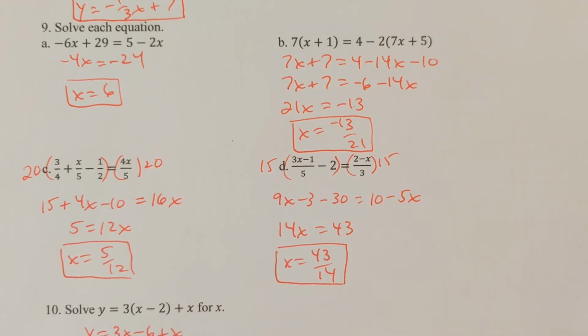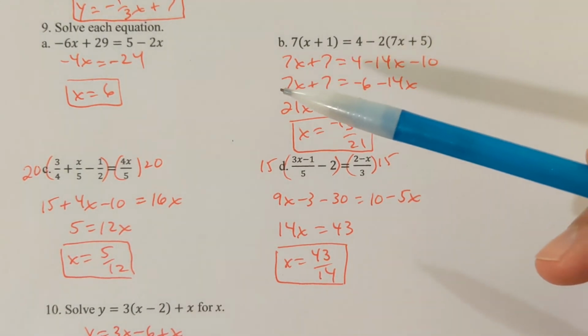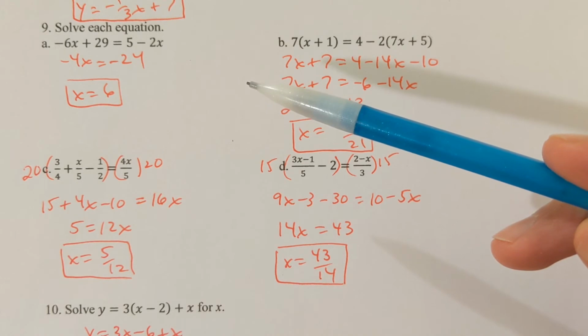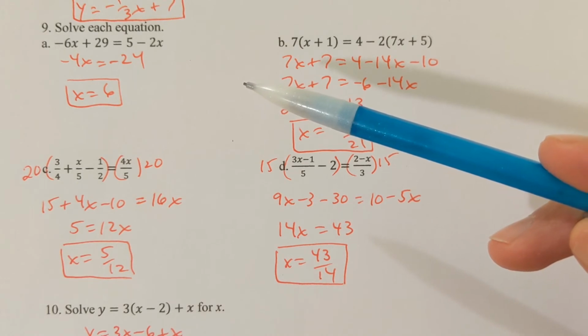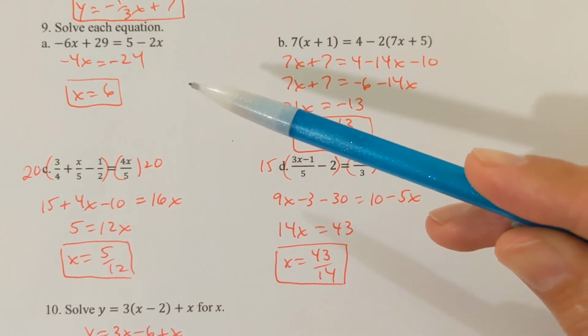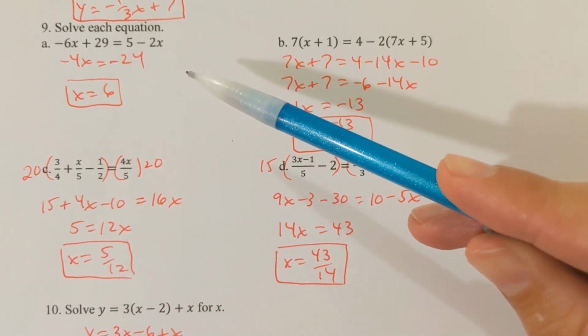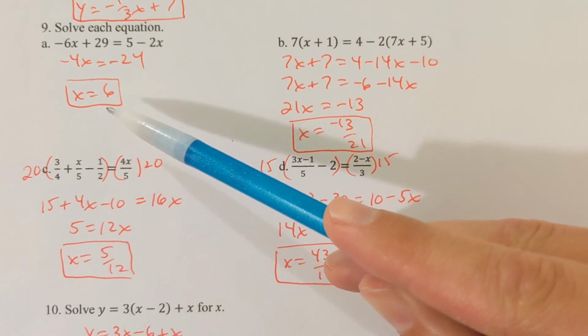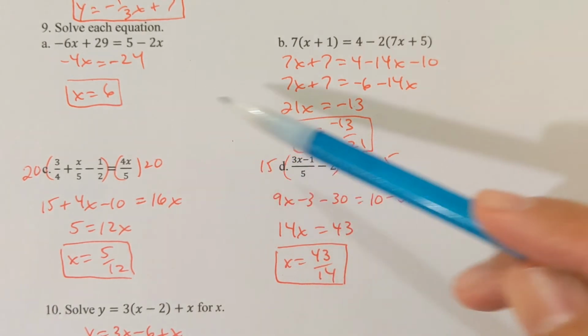Okay, problem 9, we're going to solve some equations here. Part A, negative 9x plus 29 equals 5 minus 2x. So if I add 2x and I subtract 29, I get negative 4x equals negative 24. Divided by negative 4. Negative over negative is positive. x equals 6 is the answer.